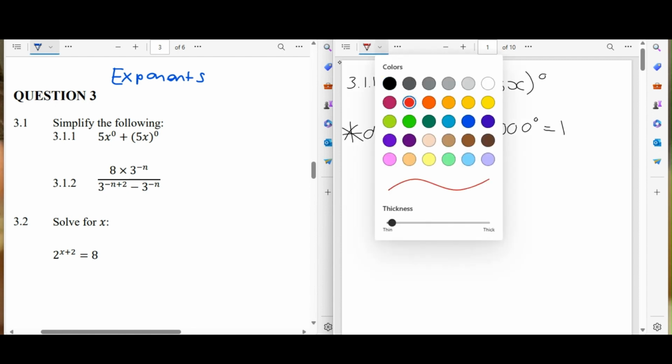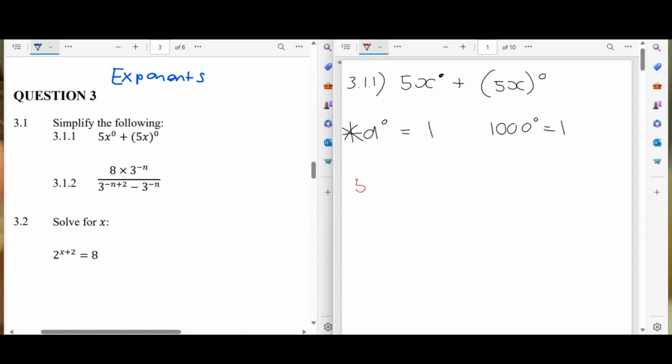If we do this one, what we're going to find is 5, then x to the 0. This part is just going to be 1. So it's going to be 5 times 1 plus this whole bracket to the power of 0. That whole bracket is going to be 1, so plus 1. This simplifies really nicely: 5 times 1 is 5, plus 1 is going to give us 6 for our final answer. That was all using this exponent law: anything to the power of 0 is just 1.